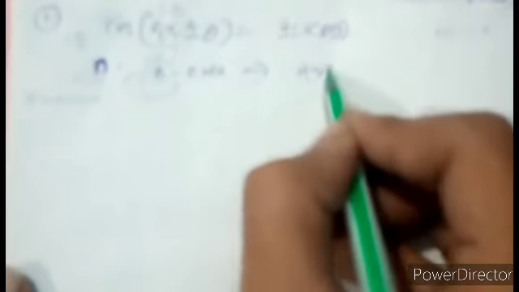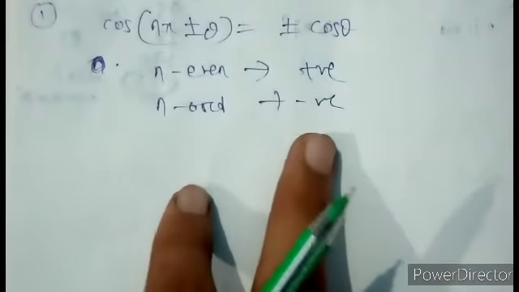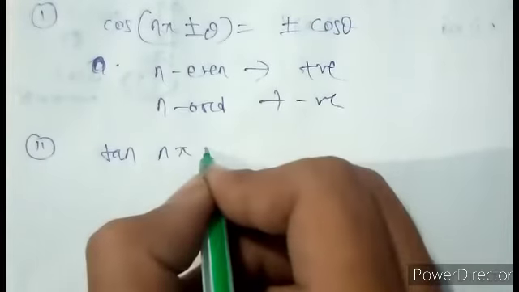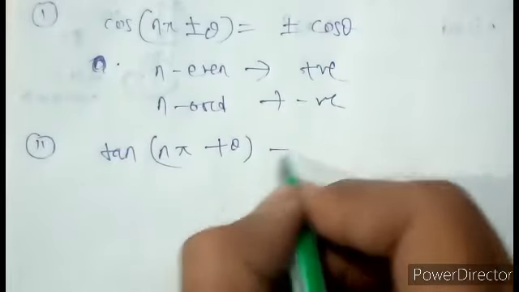Then come to the formula cos(n pi plus or minus theta) is equal to plus or minus cos theta. Where n is even, cos theta is always positive, and where n is odd, cos theta is always negative. This is the logic: where n is even, cos theta is positive, and where n is odd, cos theta is negative.